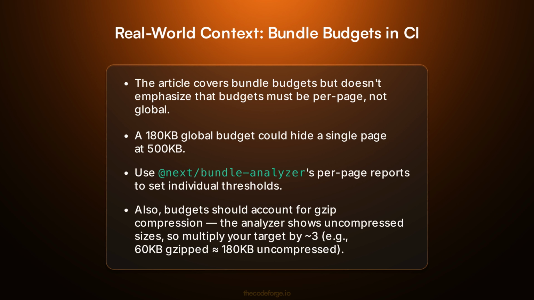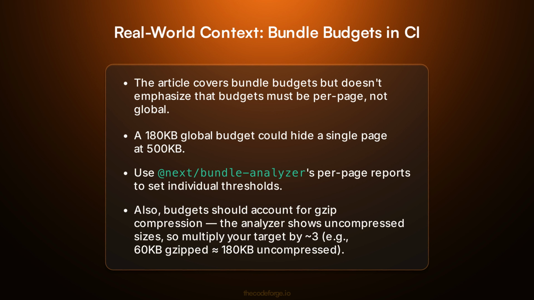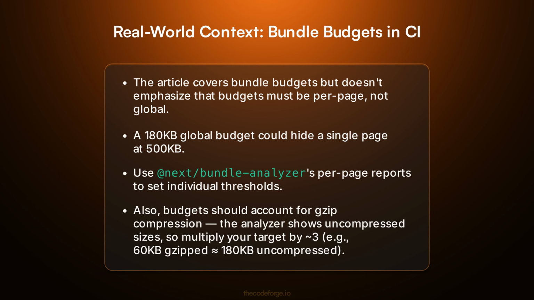The article covers bundle budgets, but doesn't emphasize that budgets must be per page, not global. A 180 KB global budget could hide a single page at 500 KB. Use @next/bundle-analyzer's per page reports to set individual thresholds.